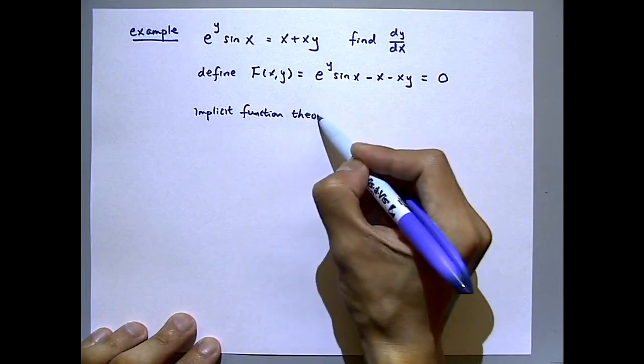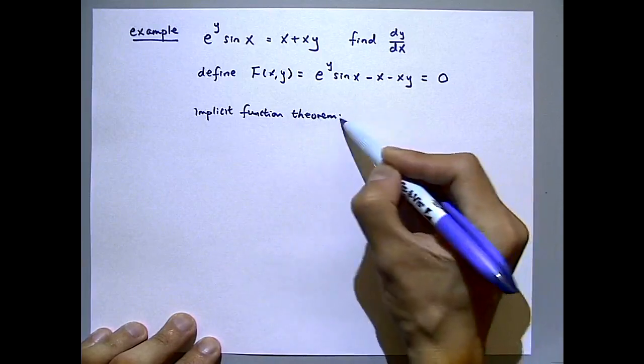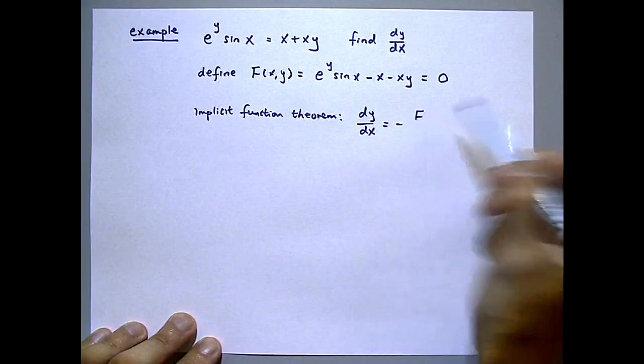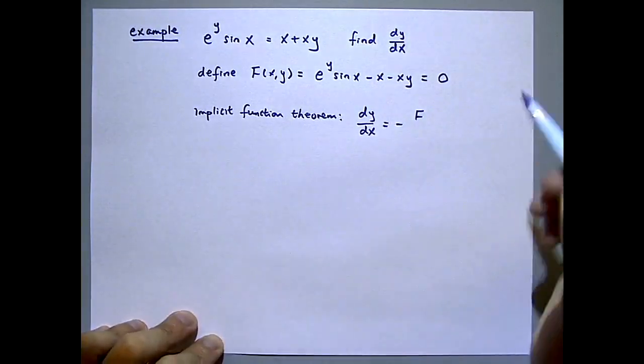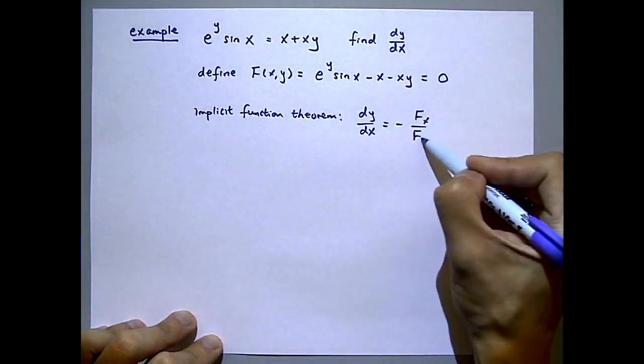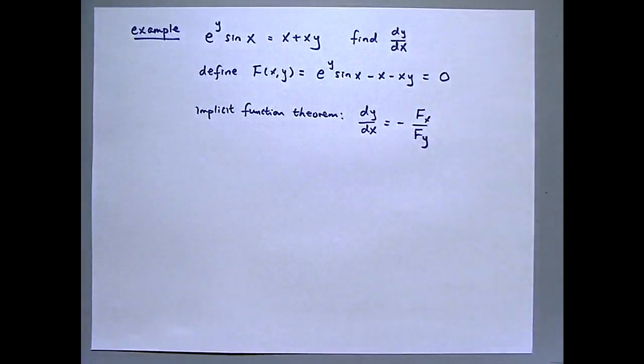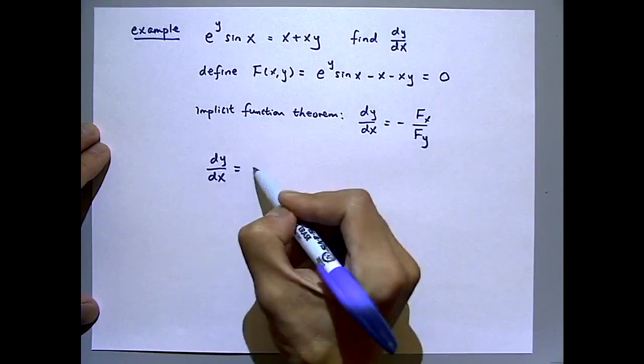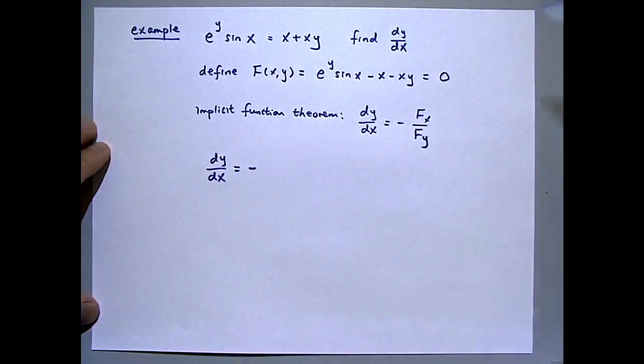And if you define big F that way, then this will always end up being a 0. And now the implicit function theorem says dy dx is negative of big F partial with respect to x over big F partial with respect to y. Then you just find the partials, put them together, and see what you get.